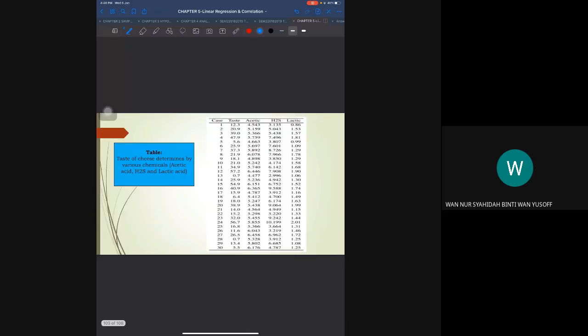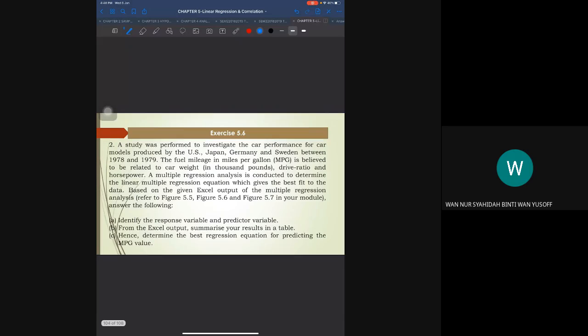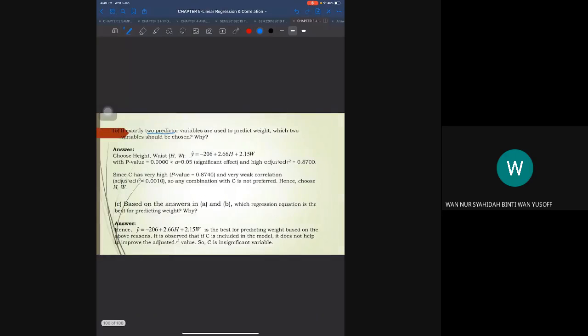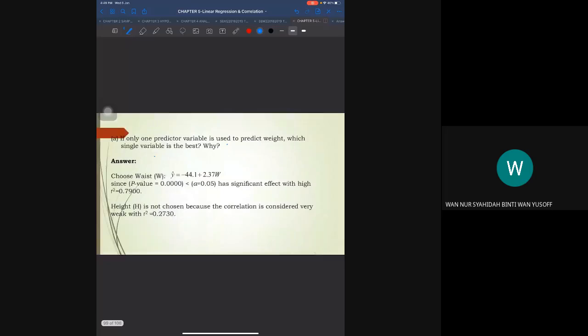Or sometimes it will be straightforward. For example, your exercise that I asked you to do: determine the best regression equation for predicting the MPG value. So the answer here is the best model among the best. Straight away, you just write the best model among the best. No need to write one by one. But if your question asks you one by one, then your answer must be one by one.